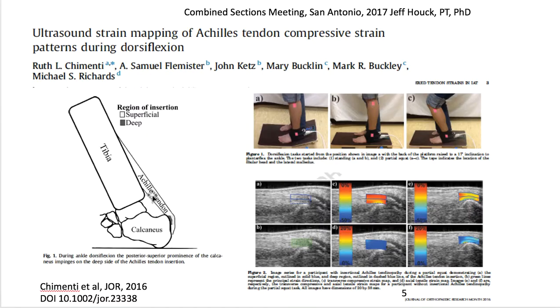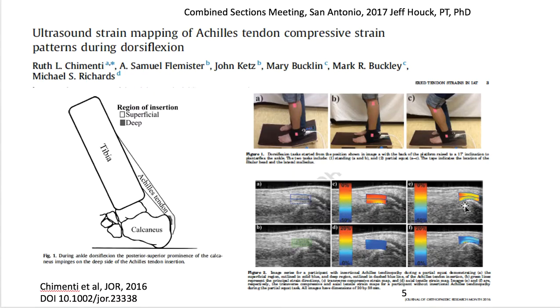So we also wanted to look at the tendon response in vivo, specifically at the junction between the calcaneus and the tendon. And so, Mark Buckley's lab, working with Ruth Chimenti, we see here an air bladder was used to passively put the foot into plantar flexion and dorsiflexion while recording ultrasound measures of the tendon stretch.